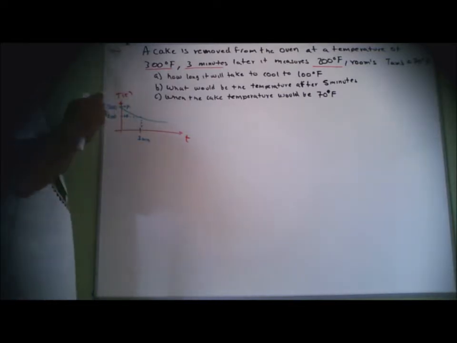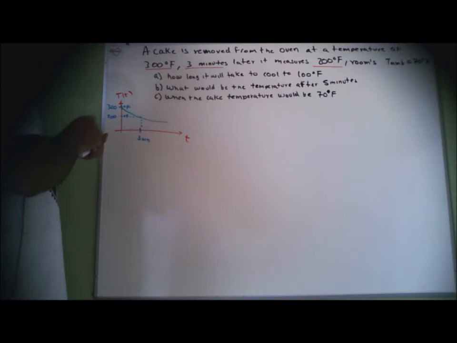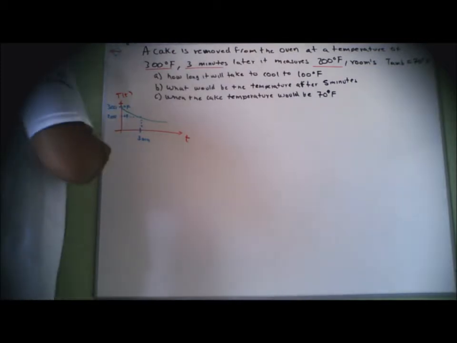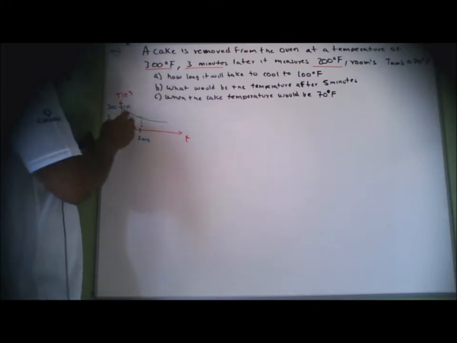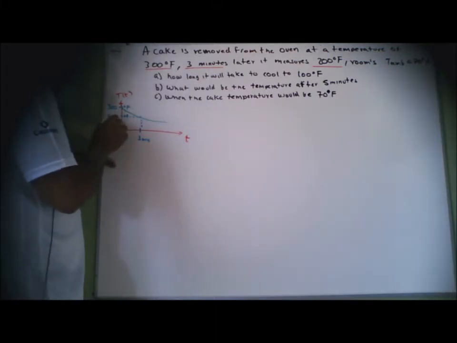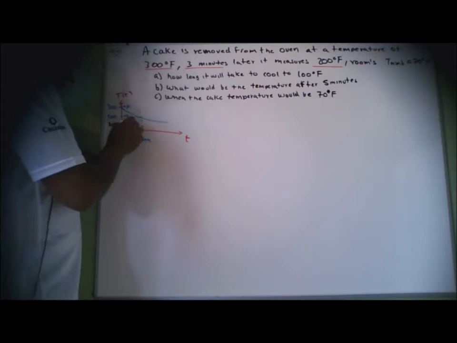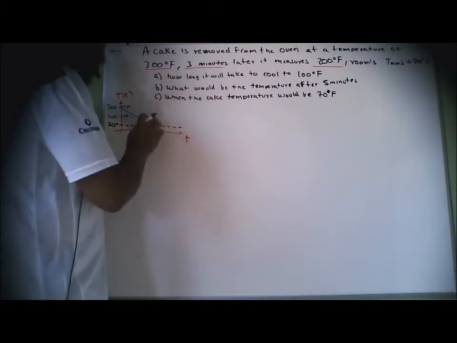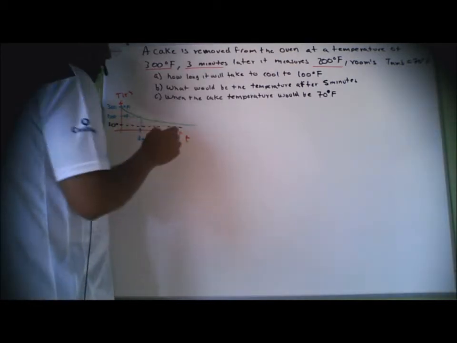Now the ambient temperature says that it is 70 degrees Fahrenheit. So 70 degrees Fahrenheit, let's assume it is somewhere here. So that is the asymptote, the limit. So I assume that this is going to go somewhere like this.